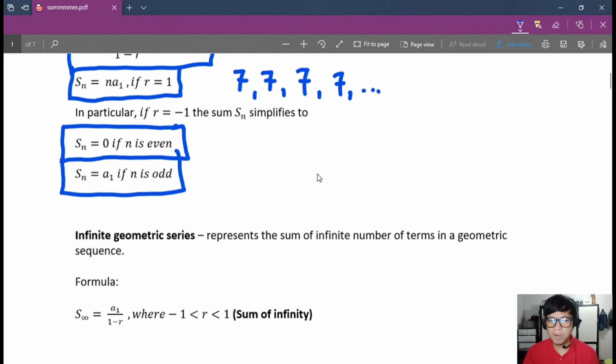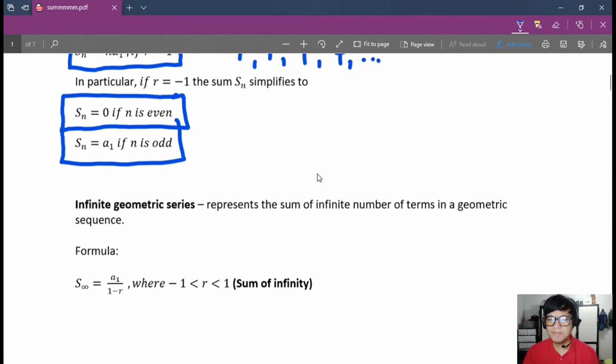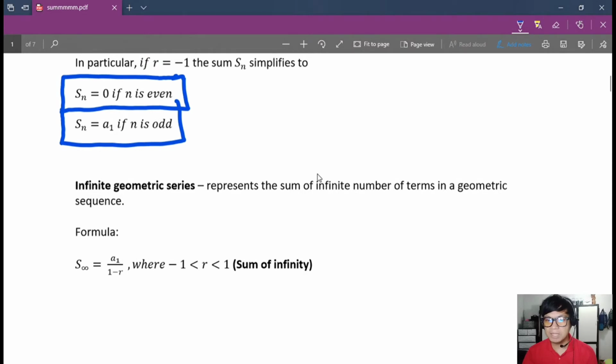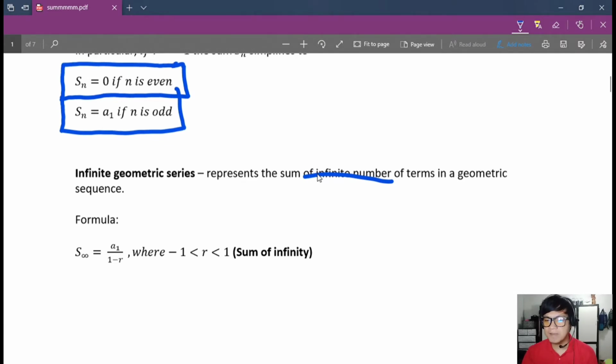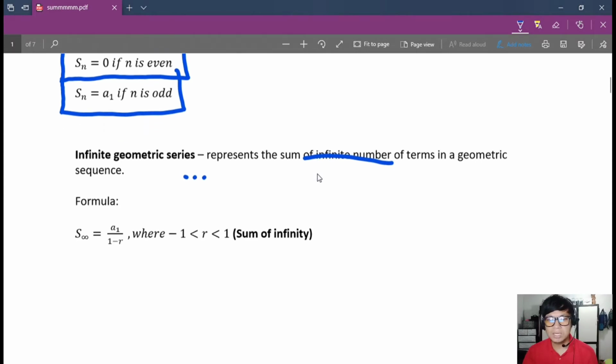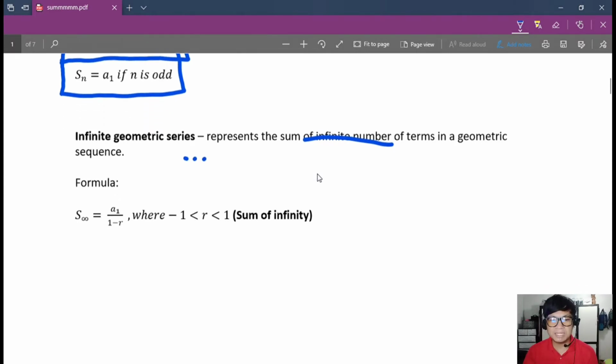Okay, we have also the infinite geometric series. It represents the sum of infinite number of terms in a geometric sequence. Yung sinabi ko kanina, you can automatically identify infinite geometric sequence kung makita yung tatlong dot, that means it is an infinite geometric sequence kasi wala siyang limitation. It is infinite. So, the formula in infinite geometric series ay iba. Ito yung formula niya.